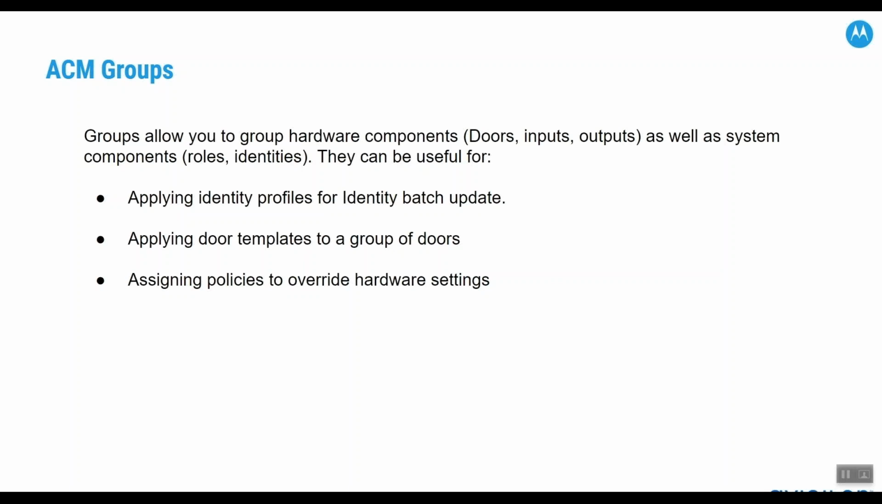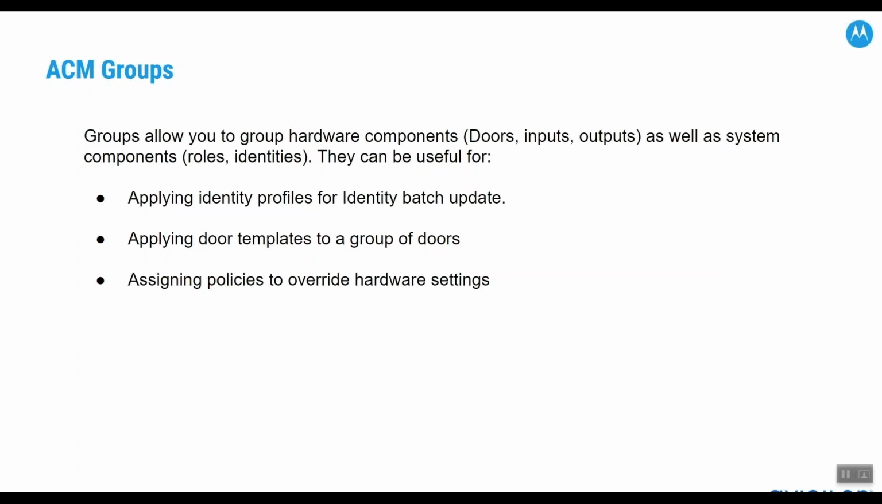But next, we're going to jump into the ACM groups because grouping's kind of cool. It allows you to group hardware components, doors, inputs, outputs, as well as system components like roles and identities. So what it's going to be useful for is applying identity profiles for identity batch updates. If you add in 1,000 users into the system and you realize, oh my God, I forgot to add this one door, you don't need to go into each specific user and add this door. You can do it all through a group with a batch update.